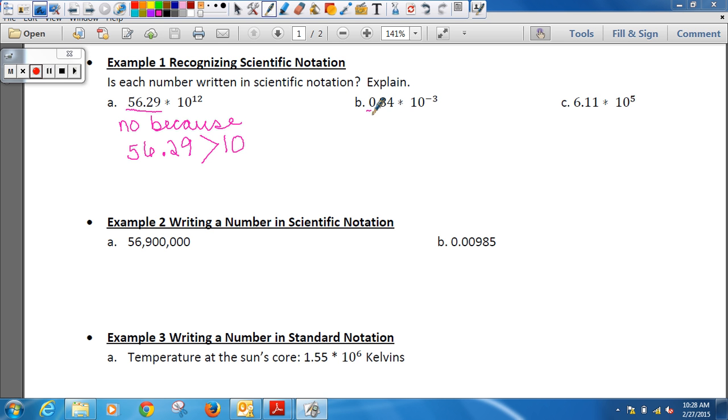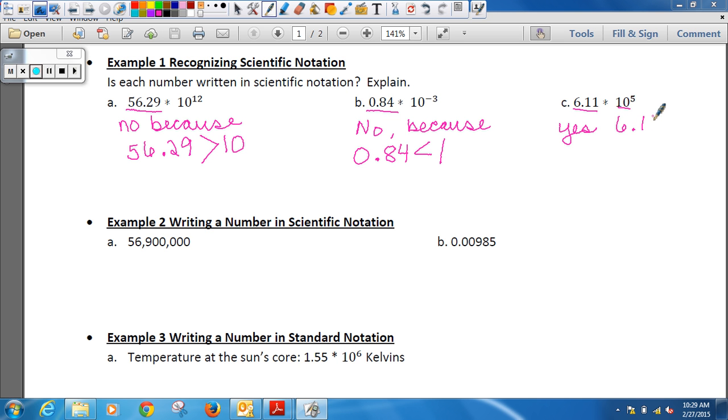Again, if I look here, it's no, because that's smaller than 1. So no, because 0.84 is less than 1, and it has to be greater than or equal to 1 in order to be in scientific notation. If I look at this last one, this is between 1 and 10. It is times something to the 10th, the base of 10. So this one would be yes.